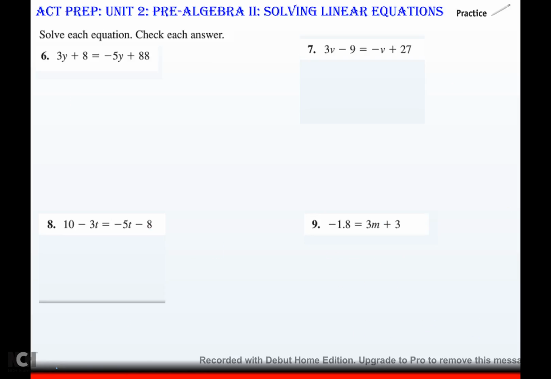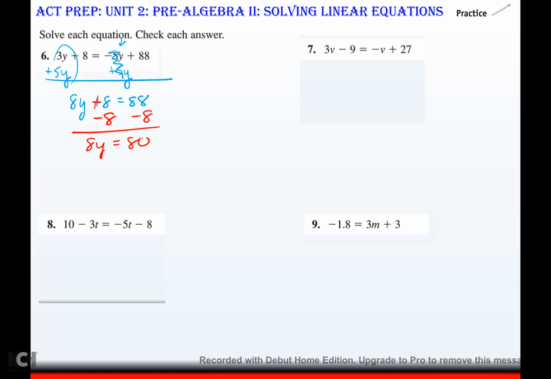Okay. Number 6, you got letters on both sides. So the first thing I need to do is either make negative 5y go to this side or make 3y go to that side. Again, if you pick the smallest one, you'll avoid negatives. So to move negative 5y over, I'm going to change the sign. I'm going to add 5y to both sides. That gets rid of it over here. So now over here, I have a total of 8y's plus 8 equals 88. And now I can start fighting for the y, and I got to undo addition first with subtraction. That gives me 8y equals 80. Divide by 8, and y equals 10.